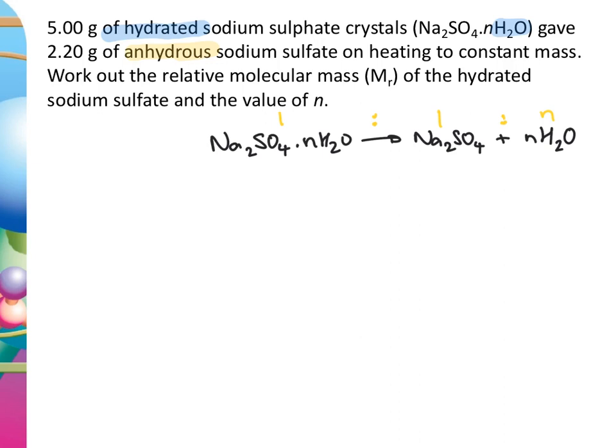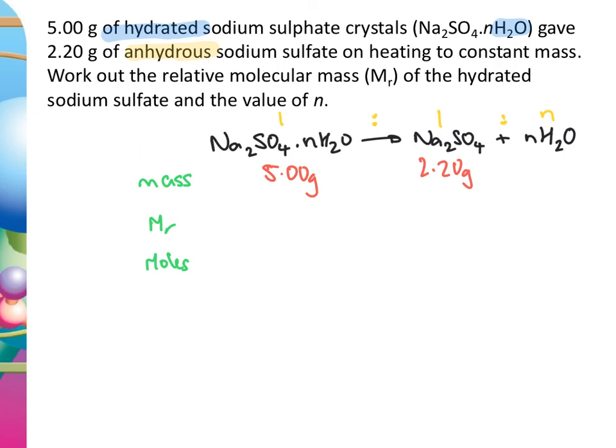So I'm going to write the mass, MR, moles that I normally have down the side, but I'm just going to write the first 3 terms. We were told that we had 5.00 grams of the hydrated and 2.20 grams of the anhydrous sodium sulphate. And now we've got 1 term on the left and 2 on the right. This is a decomposition reaction, and it's thermal decomposition. So decomposition means it's breaking down into a simpler substance, and thermal means through the action of heat.